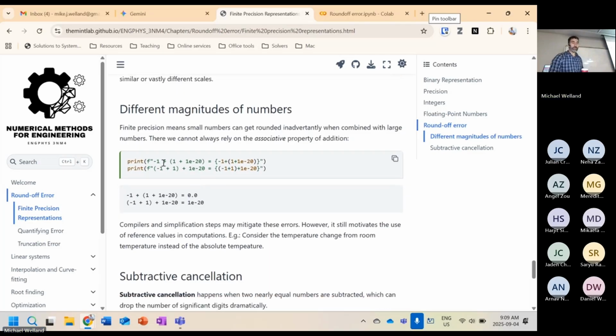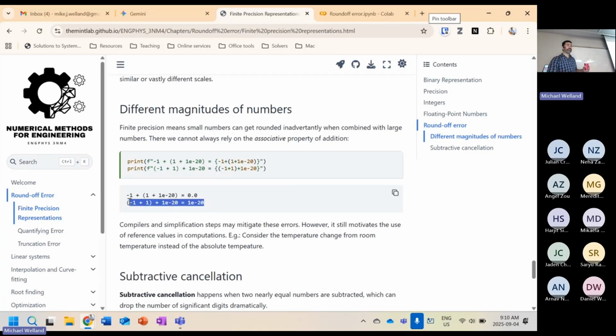So if you bracket it, you guys all remember PEMDAS, order of operations. If you bracket it and make it do this, what happens is that the 1 plus 1e minus 20, when you convert that to the floating point representation, that 1e minus 20 gets lost in the wash. And 1 plus 1e minus 20 is, in finite precision, exactly 1. And then you subtract 1 and you get 0.